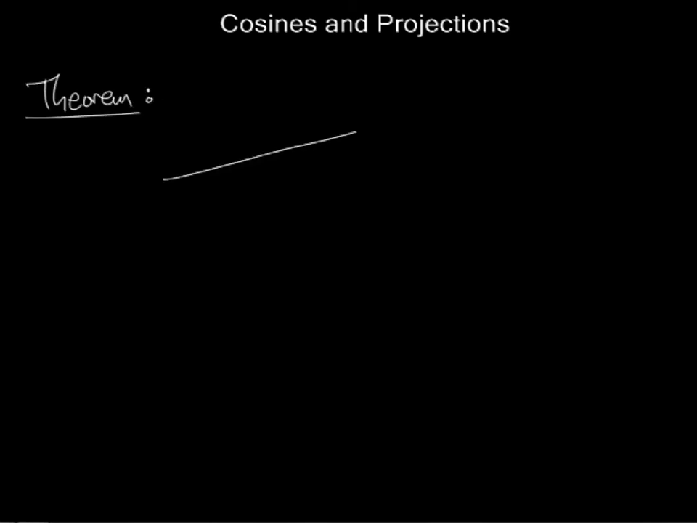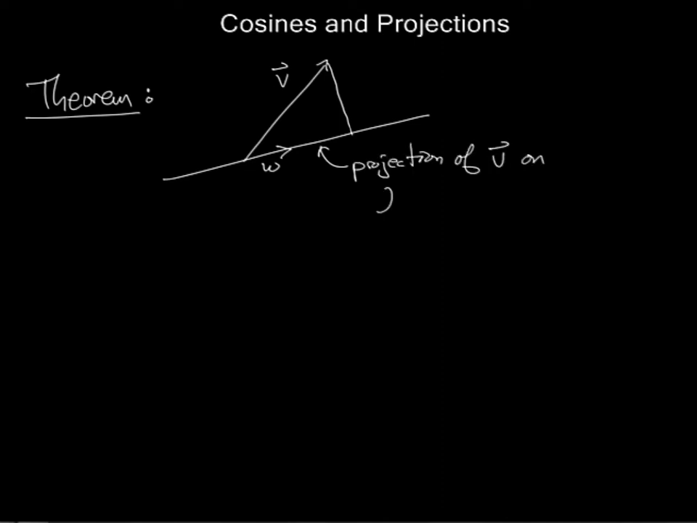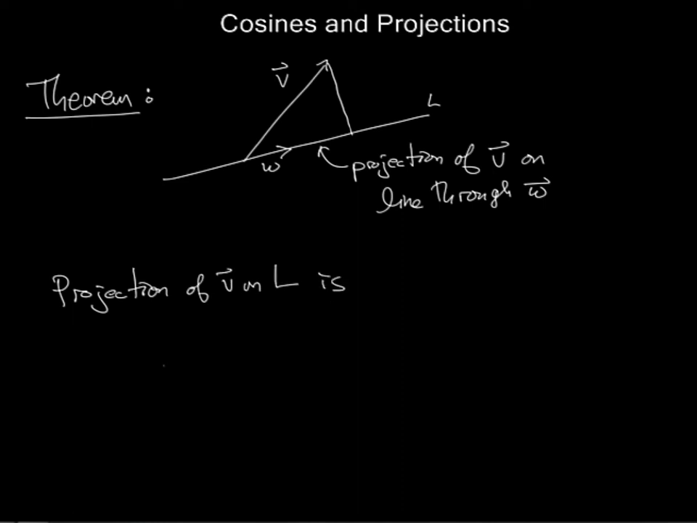The theorem is the following. We have a vector, and we have a line, which is the multiples of a vector w. And to compute the projection of the vector on the line, that is to say the line through w, the formula is the projection of v on the line is equal to the following vector. It's the scalar v dot w over w dot w times the vector w. It's this scalar times the vector w.